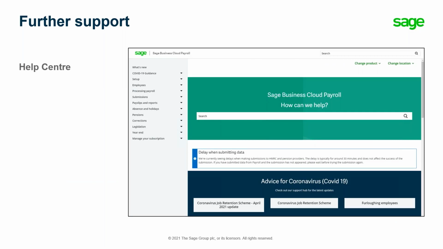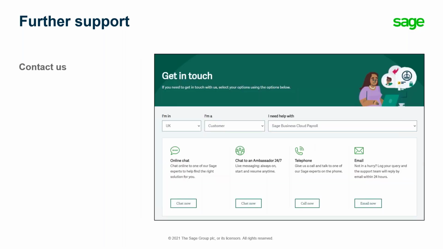The Help Center I showed you at the start, you can access it from the Help option or any of the question mark icons available in Sage Payroll. Either do a search or use the menus on the left-hand side. And if you do need to get in touch with the team here, scroll to the bottom of any support article to find the Get in Touch links. You can start an online chat with a Sage ambassador, give the team a call, or drop us an email from there.